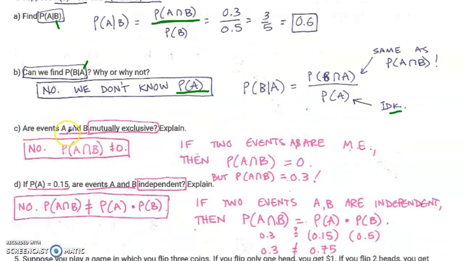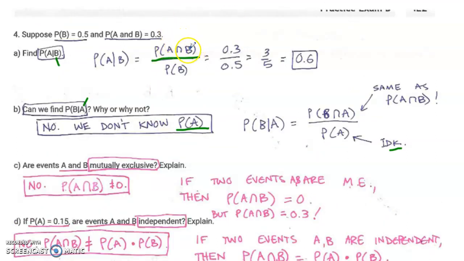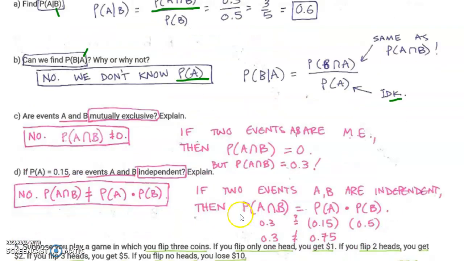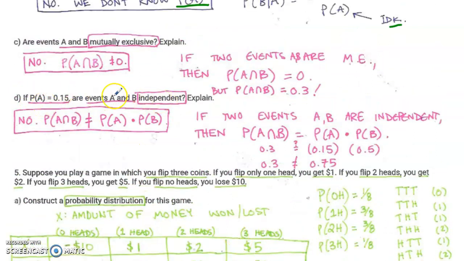For letter C, it asks whether the two events are mutually exclusive, and the easiest way to tell whether two events are mutually exclusive is to look at the probability of A and B. Remember that mutually exclusive means they can't happen at the same time. So if there is a probability of A and B, in other words, those two events happening at the same time, then they can't be mutually exclusive. In this case, we know that the probability of A and B is 0.3. It's not 0, so these are not mutually exclusive. If these two events were ME, we call that mutually exclusive, then A and B would be equal to 0, but it's not.